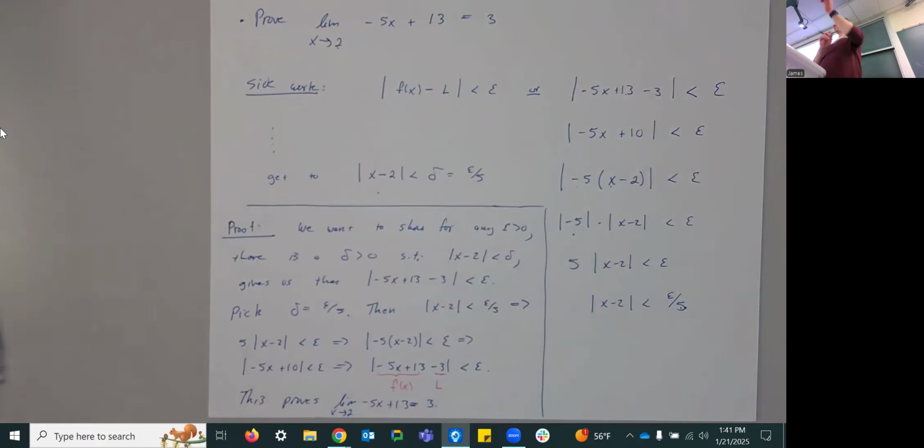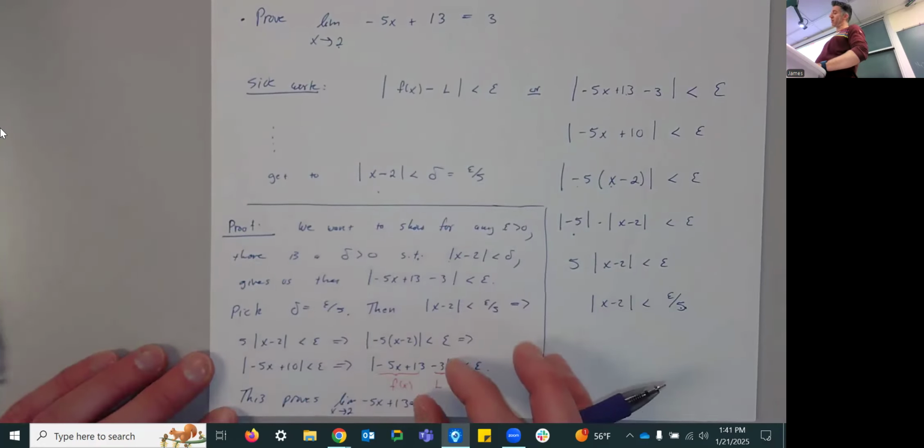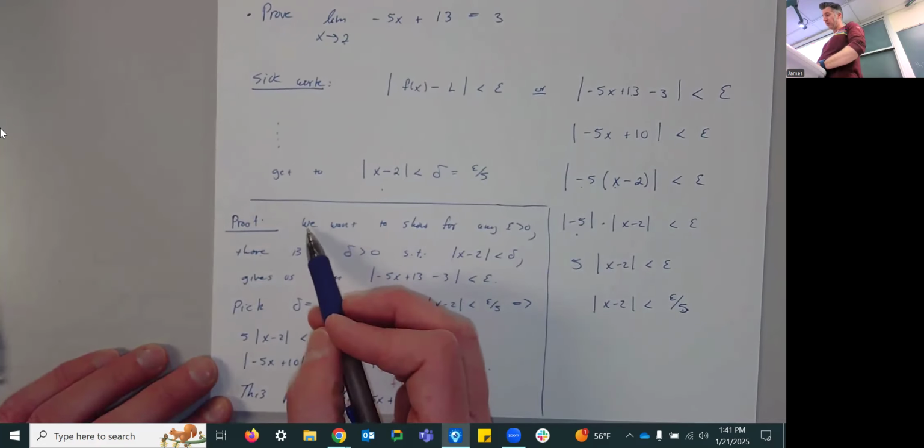All right. So for the proof, it says we want to show for any... Let's do another one where I write it a little bit more nicely. This says we want to show, and I feel like the words I picked are not the best. So I'm going to try to streamline my words for one more of these.